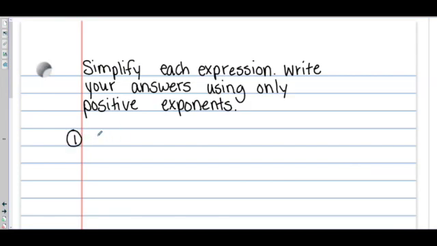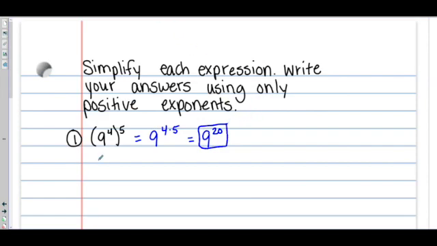So the first example here says 9 to the 4th power to the 5th power. Okay, so do you remember the steps? This is power to a power, multiply the powers. So we're going to do 9 to the 4th times 5th power, which gives us 9 to the 20th power. There it is.